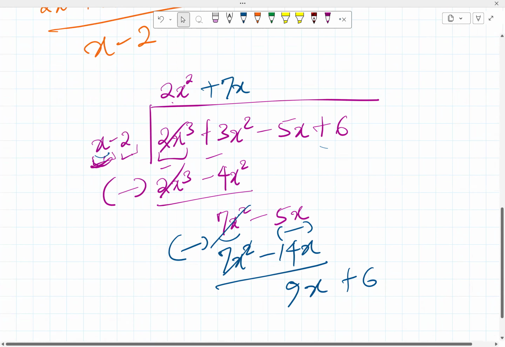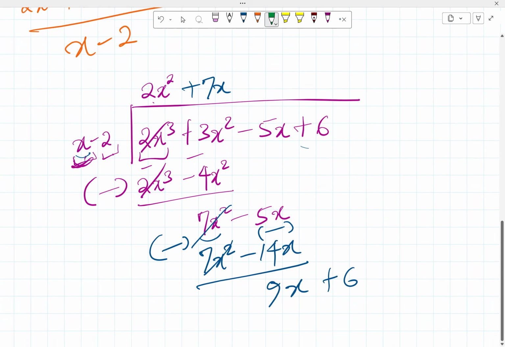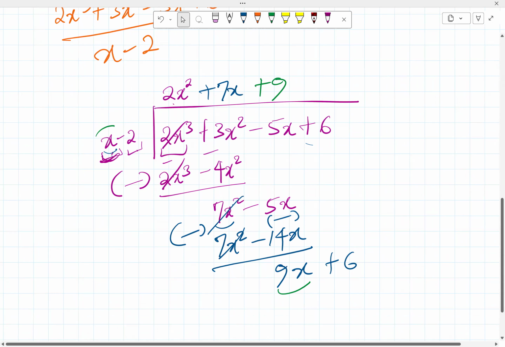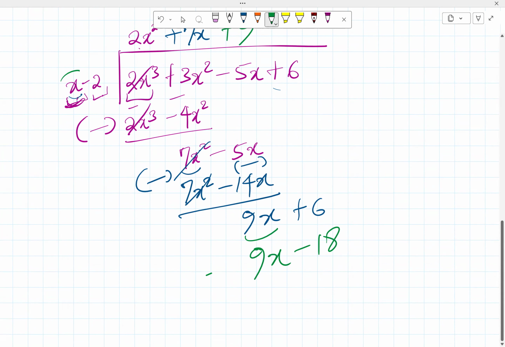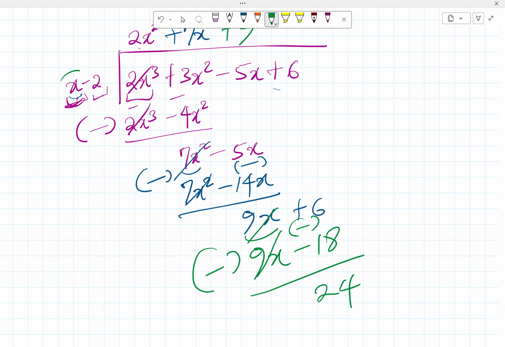Okay, maybe I can shrink this a little bit. So x now goes in 9x, 9 times, right? So x and 9x, that's 9. That's plus 9, positive 9. So now 9 times x, that's 9x. Then 9 times minus 2, that's minus 18. Okay? So again, we subtract. So when we subtract, 9x minus 9x, that's also cancelled. Then 6 minus 18, that's 6 plus 18, that's 24. Okay? That's exactly what we did over there.